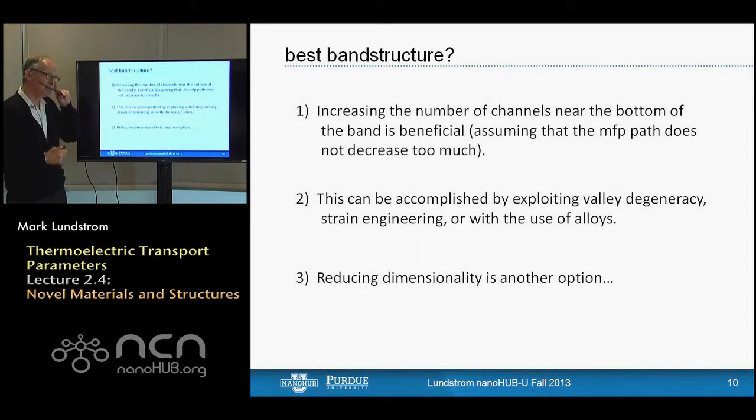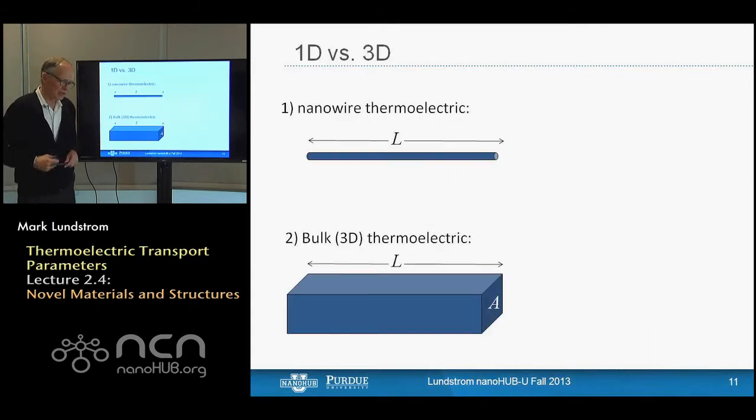So we can accomplish this. We can put more channels together by exploiting valley degeneracy. We can have many different valleys in different parts of the Brillouin zone, giving us lots of channels. We can strain materials or produce alloys that will produce different valleys together. And if we do that carefully and we can increase the number of channels and not hurt the mean free path too much, we can get a bit of an improvement. Now, another way that we can engineer the distribution of channels in energy space is by reducing dimensionality. So I would think of reducing dimensionality as just another way of engineering M of E. This has received a lot of attention recently, so let's talk about it just a little bit.